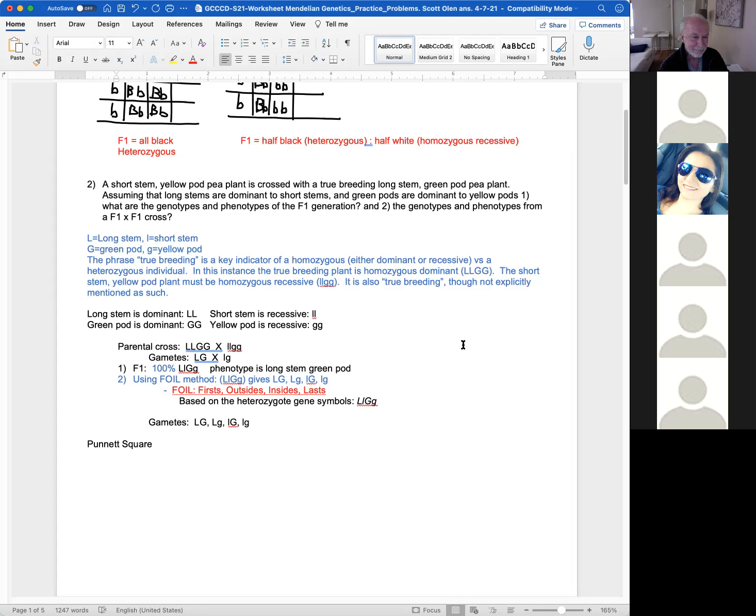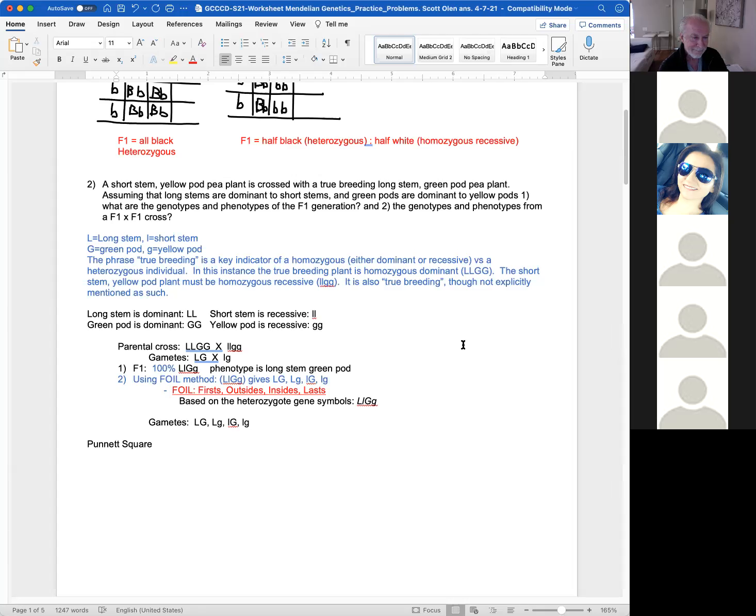It could be either dominant or recessive, homozygous dominant or recessive, but it's not going to be heterozygous if it is true breeding. All right, in this instance, the true breeding plant is homozygous dominant. As we said, big L, big L, big G, big G. And the short stem yellow pod must be homozygous recessive, little l, little l, little g, little g.